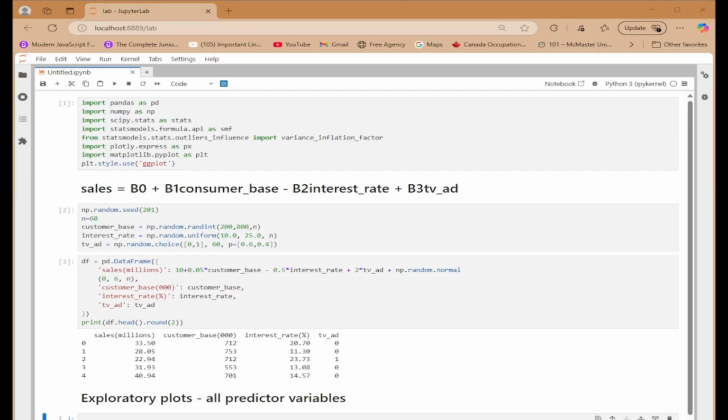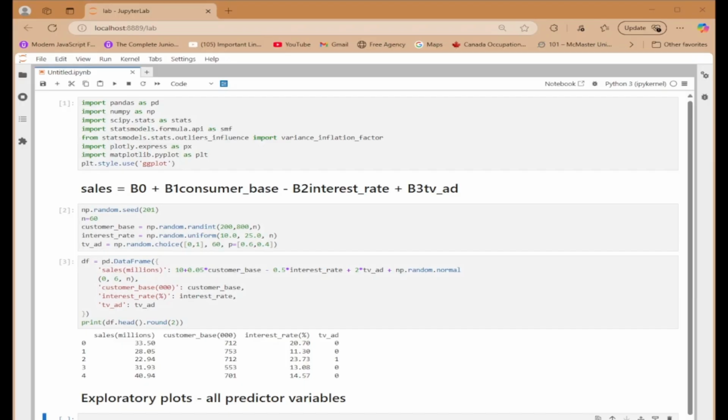I already have these libraries imported: Pandas, NumPy, SciPy, Statsmodels, Plotly for interactive visualization, Matplotlib, and I have already specified the model. The model is sales revenue equals some intercept term plus slope of customer base minus slope of interest rate plus slope of TV ad. TV ad is a dummy variable with 0 meaning not present and 1 meaning present. So what is the impact of having a TV ad? That is the purpose.